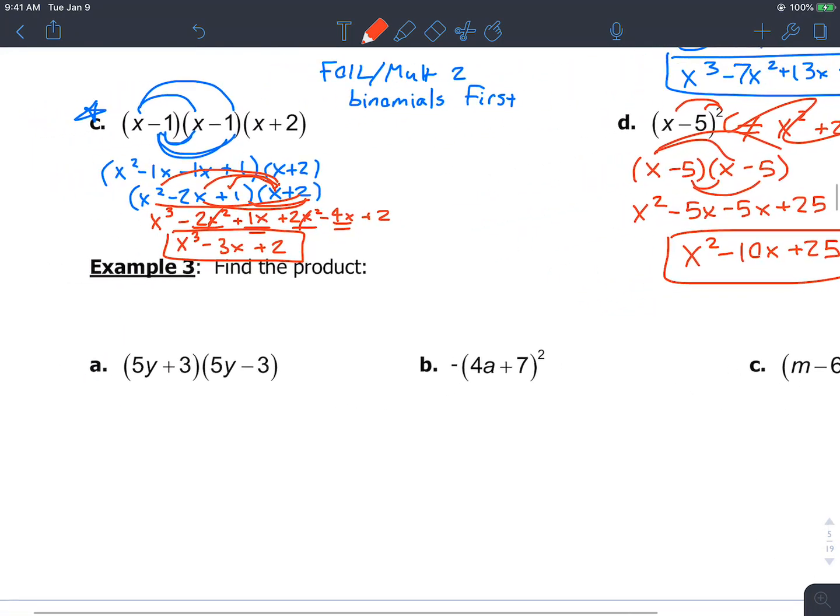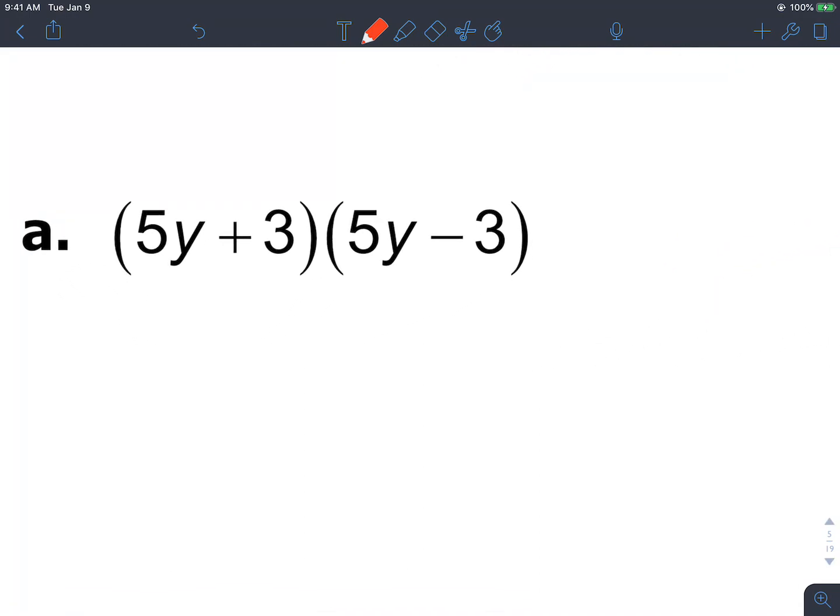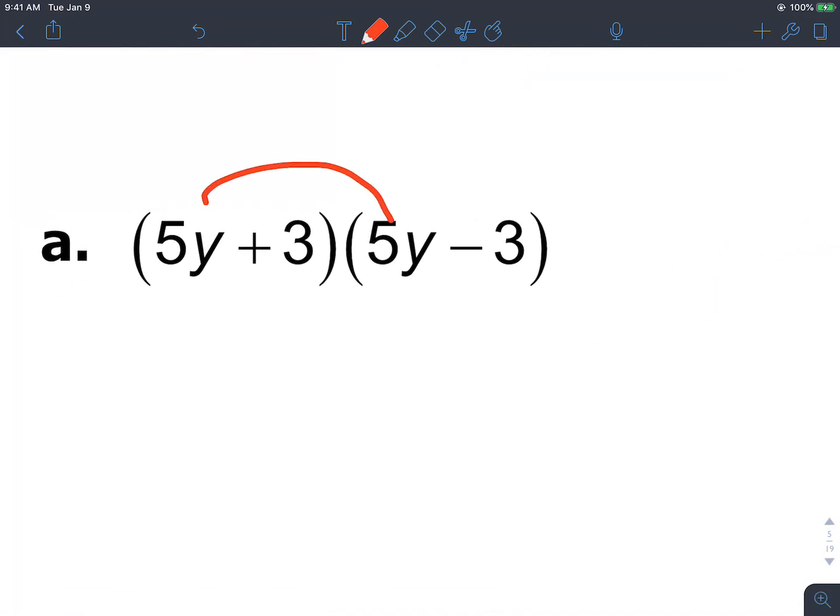Well, some of them are actually. So let's see here what's going on with this here. Notice these are conjugates of each other. We kind of talked about conjugates a few weeks ago, but they're opposite signs here in the middle, so something weird is going to happen with these.